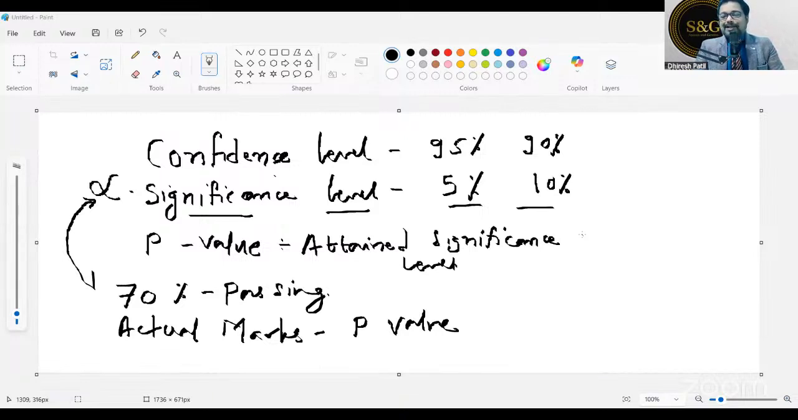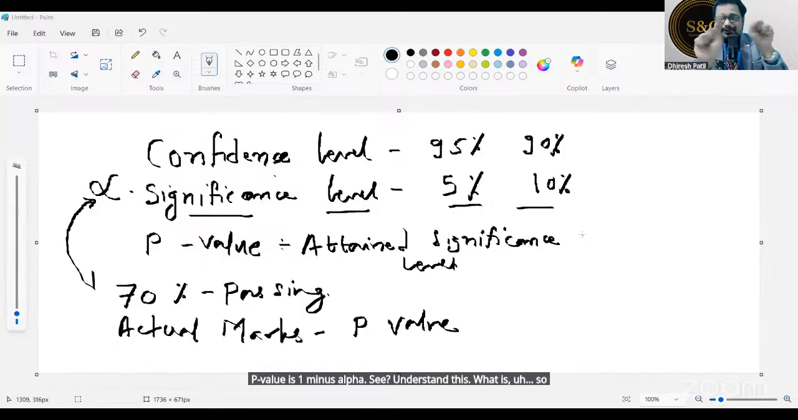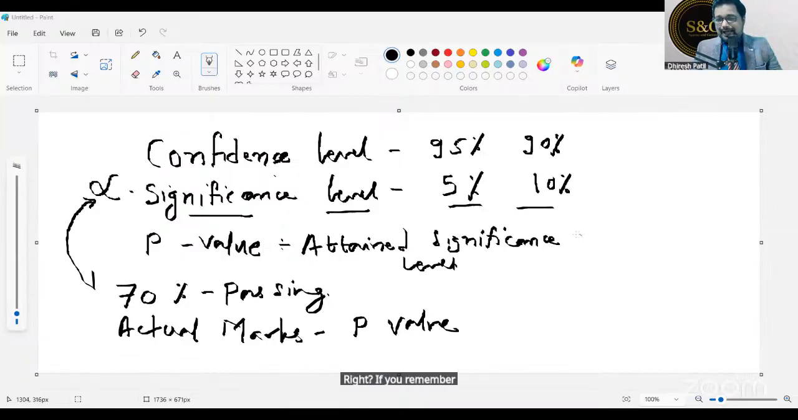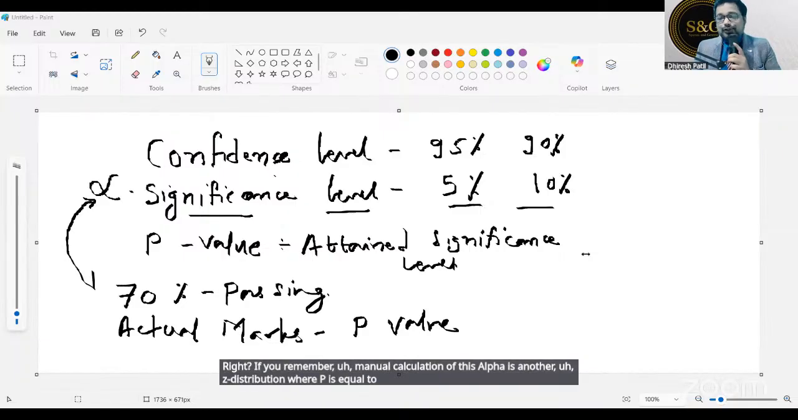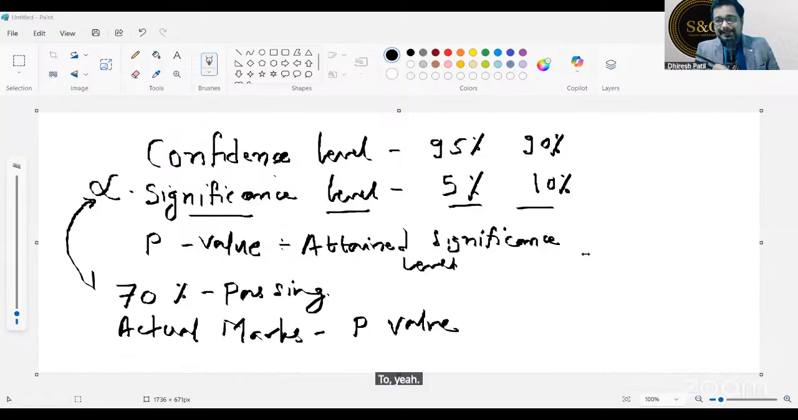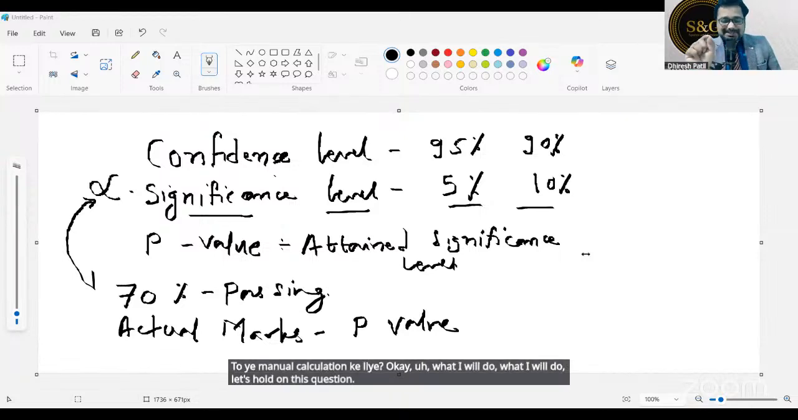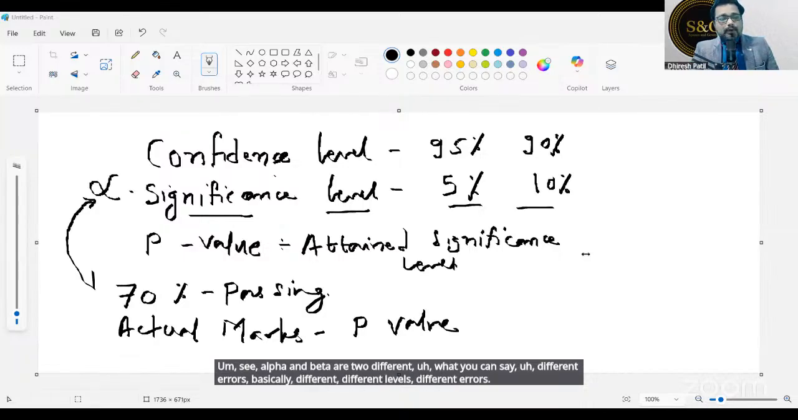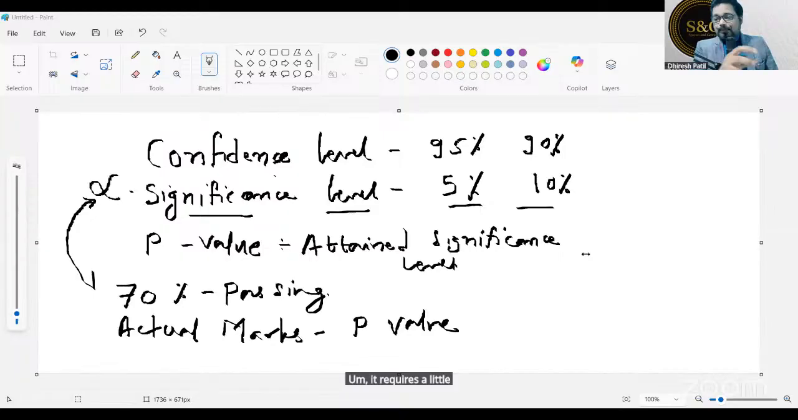P value is 1 minus alpha. See, understand this. That framework which I showed yesterday, manual calculation of this, right? If you remember, manual calculation of this, alpha is another z distribution where p is equal to 1. Exactly. So आपका दोनों का भी question वही है. तो ये manual calculation के लिए, okay, let's hold on this question. See, alpha and beta are two different errors, basically different levels, different errors. It requires a little deeper explanation.